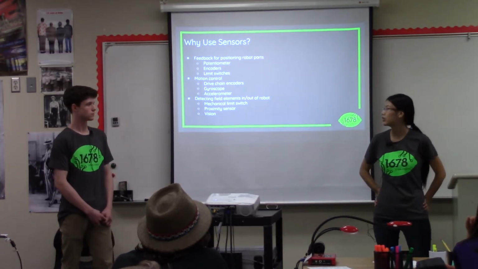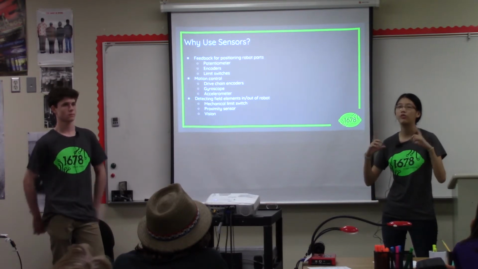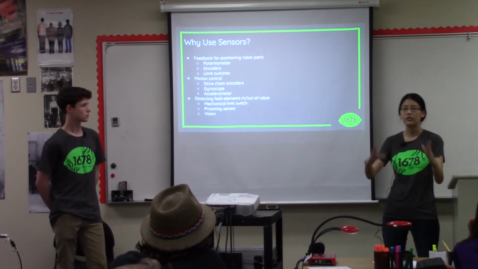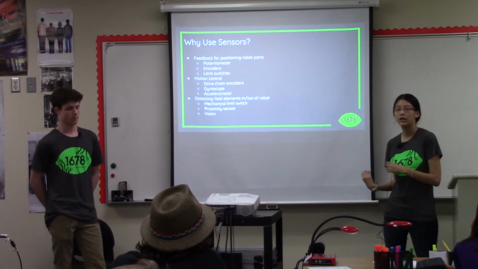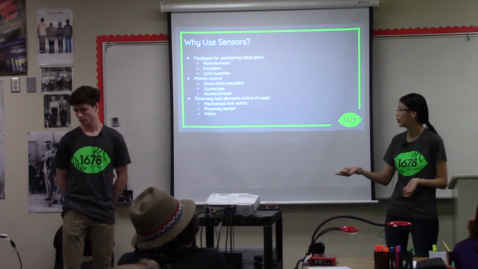Another aspect we use sensors for is detecting field elements. If you intake fuel, if you were to intake the ball, you have a proximity sensor there to see if there's a ball there, and that way you get feedback onto your computer, and then you know the ball is there and you can shoot even though you can't see the ball.